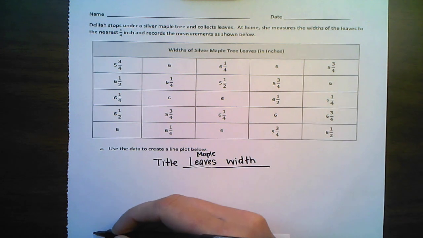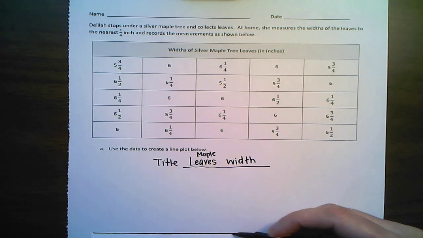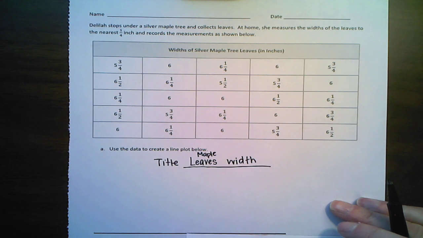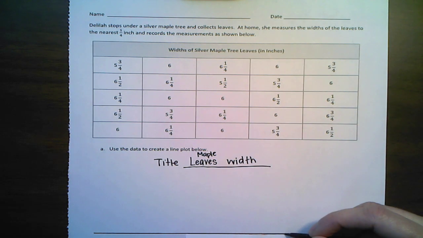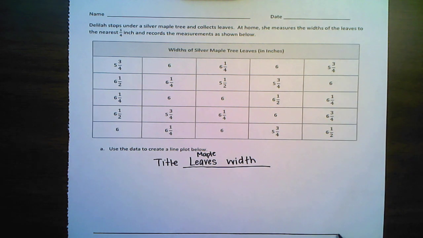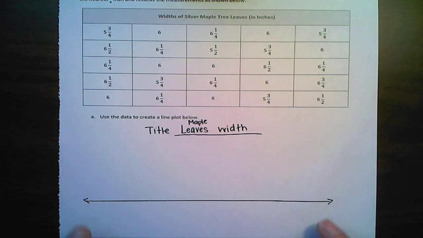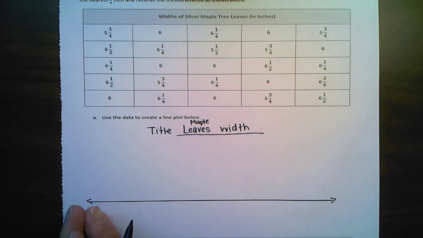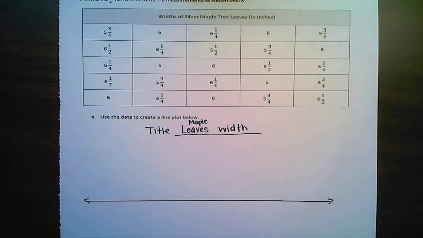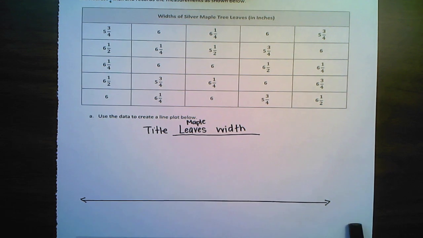Okay. Now, let's make a line so we can plot all of our points. Oops, let me scoot that up a tiny bit. We need those arrows on the end because we're not going to start at 0 and numbers go on forever. FYI. Okay. Now we have to figure out our intervals, right? We need to figure out how we're going to spread out these numbers.